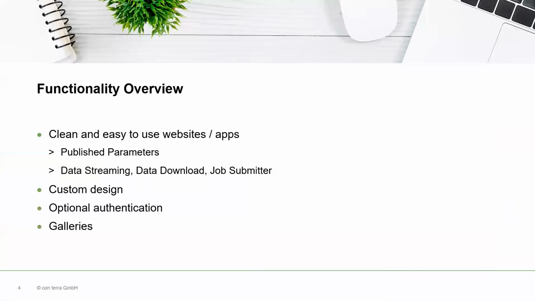What we have seen so far is basically a way to create clean and easy to use websites, or as they are called here, apps, which are based on published parameters of a workspace and also on the services data streaming, data download and job submitter. So you could basically stream data. For example, you can simply output an image that would be shown right away. You can provide a data download, which would be a zip file containing all of your data sets, or you could run a job submitter workspace, which would simply execute as a normal workspace would.